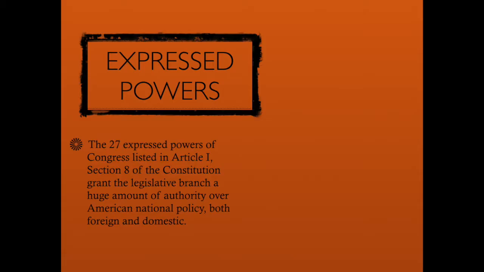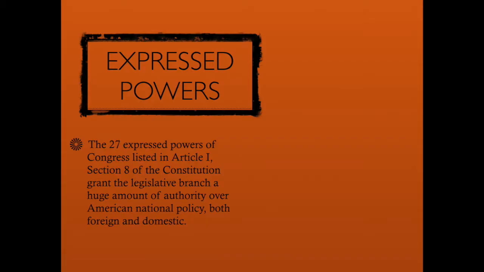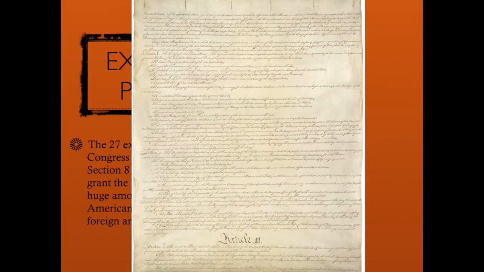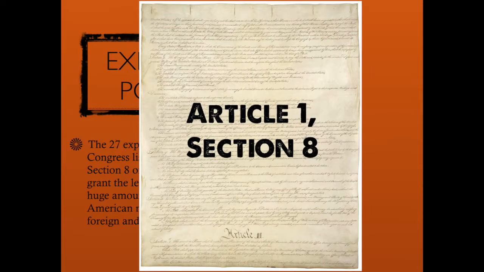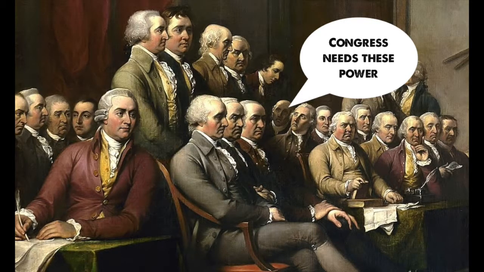Let's talk about express powers. These are the powers of Congress that are specifically spelled out in the Constitution. They're also called enumerated powers. Same thing, enumerate just means to list by number. If you want to follow me, go ahead and open up a copy of the Constitution to Article 1, Section 8. These are the powers that the Founding Fathers said Congress needs to do its job.